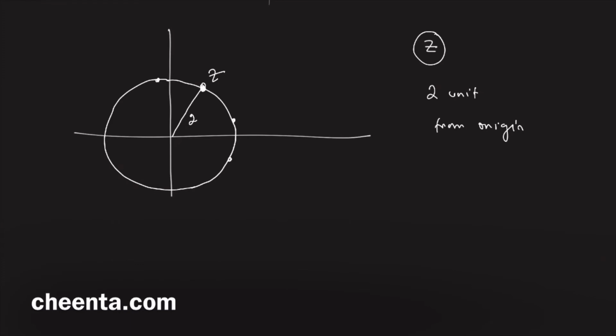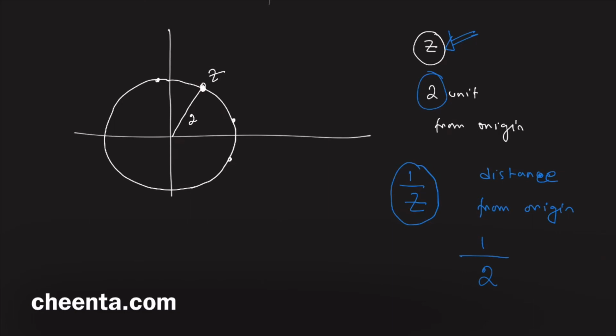Now let's look at 1 over z. What can we say about 1 over z? 1 over z is the point whose distance from origin is 1 over this thing, whatever the distance of z from origin is. So 1 over 2.